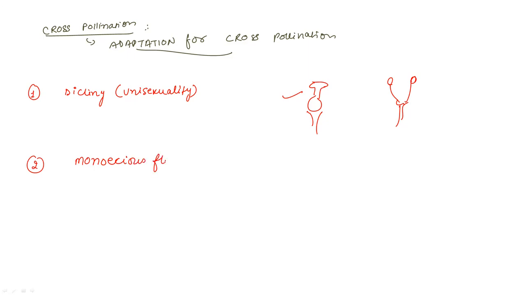Then the second adaptation is monoecious flowers. Mono means one, ecious means home. So if you have one home, male and female will be present on the same plant, but the flowers of this plant are unisexual. What do I mean by this? Suppose this is one plant. Here one flower is male and another flower is female. So the flower is unisexual, but it is present on the same plant. That's one home. But in one home, you have the male and you have the female, but the flower is unisexual.